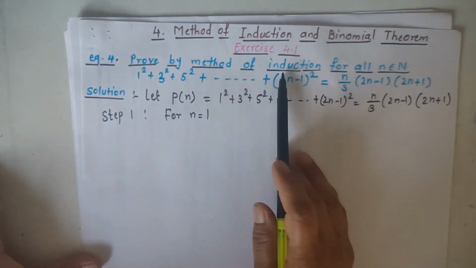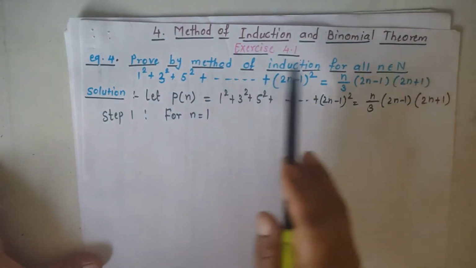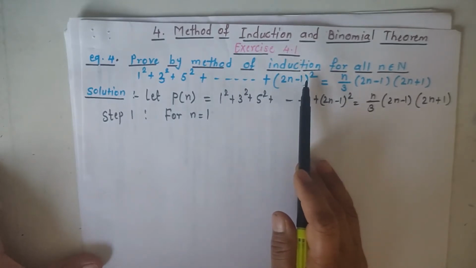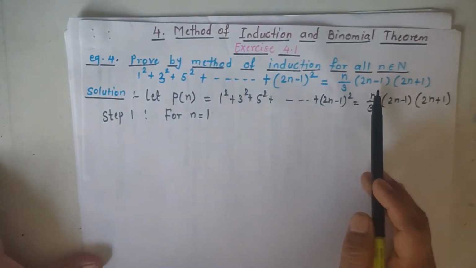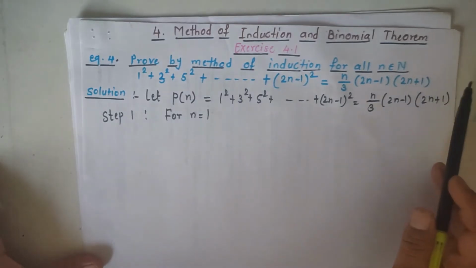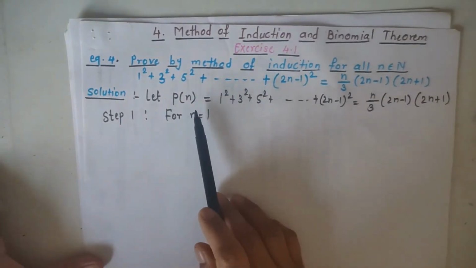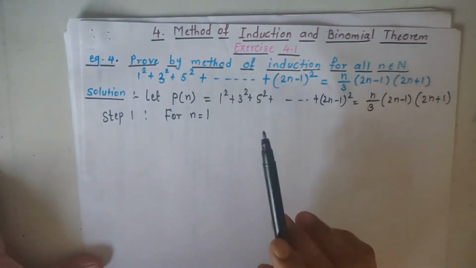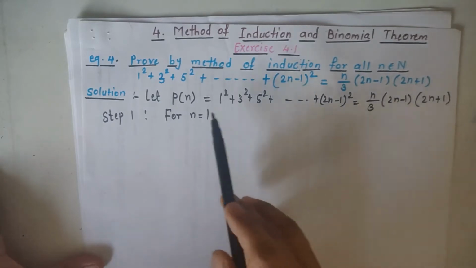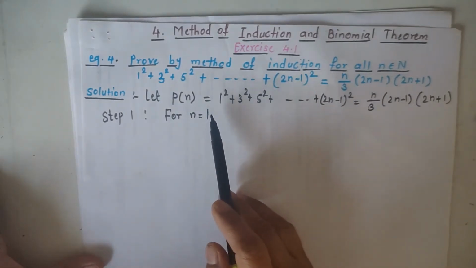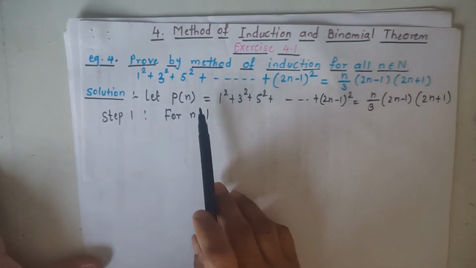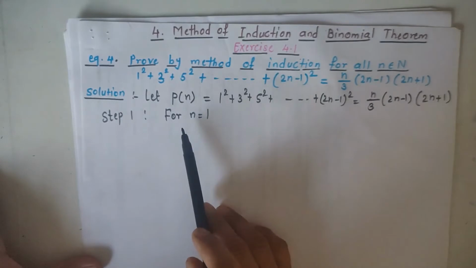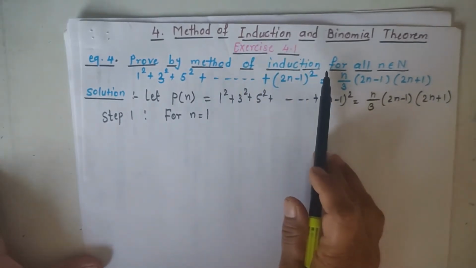Prove by method of induction, for all n belongs to N, 1 square plus 3 square plus 5 square plus up to (2n minus 1) square is equal to n by 3 into (2n minus 1) into (2n plus 1). So using method of induction, we have to prove this given statement. We know the principle of mathematical induction. There are 4 steps in the principle of mathematical induction. So using these steps, we will prove this statement.